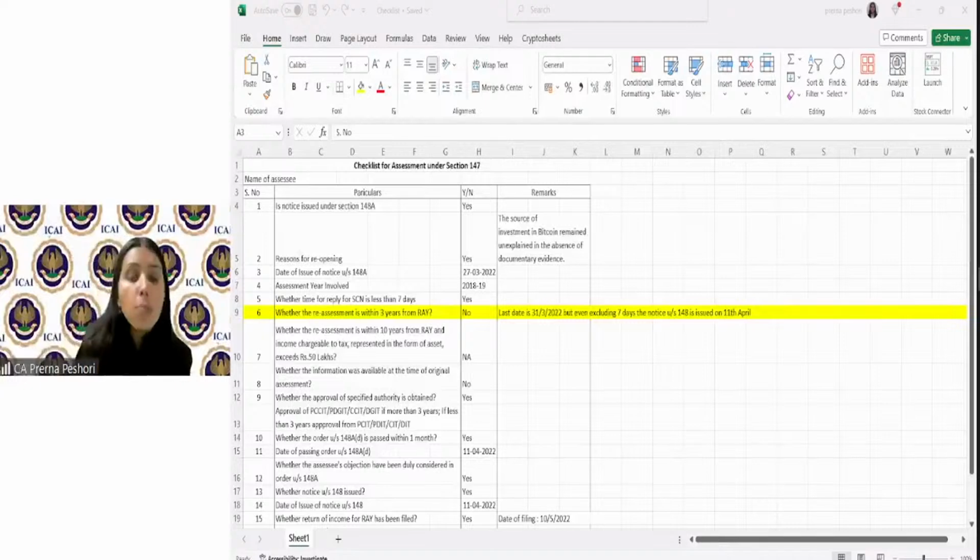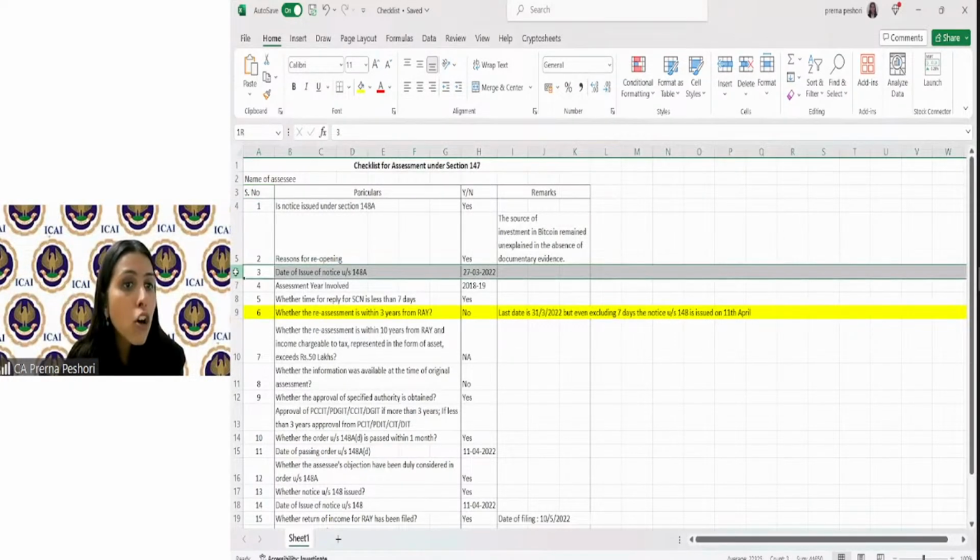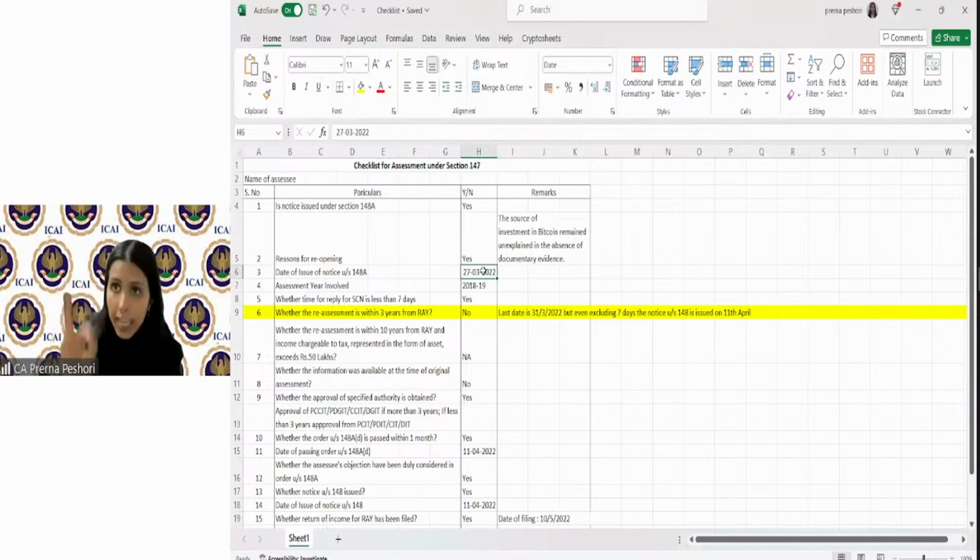But if he raises this objection before the completion of assessment or reassessment, then he can challenge the notice. But during the assessment, if you do not challenge the irregularities in the notice, later on you cannot. Later on, you will be precluded from challenging at the appeal stage. So you have to be very clear in terms of the checklists you need to prepare for these kinds of assessment notices so that there are no procedural lapses. So in case you see here, the date of issue of notice under 148A was 27th March 2022.